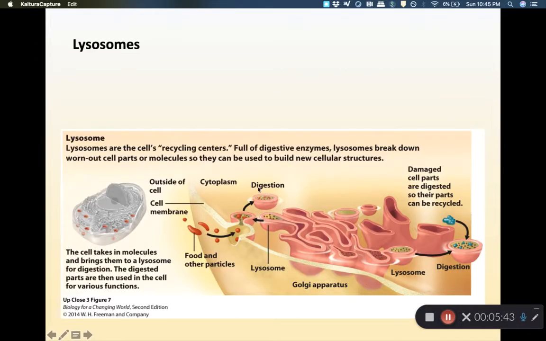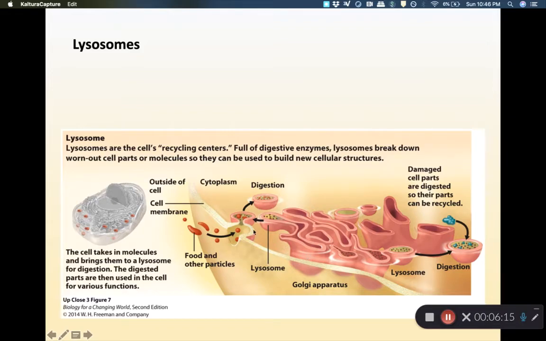So we talked a little bit about energy synthesis in the cell, but the other part that we want to talk about is the recycling and digestive aspects of the cell. And these are primarily produced by the lysosome. Essentially, they're recycling centers where, from the Golgi apparatus, a lysosome is able to lyse, to eat specific things for digestion and any other damaged parts of the cell.